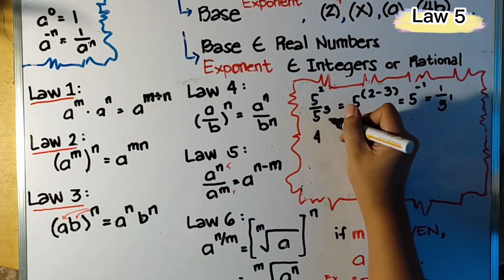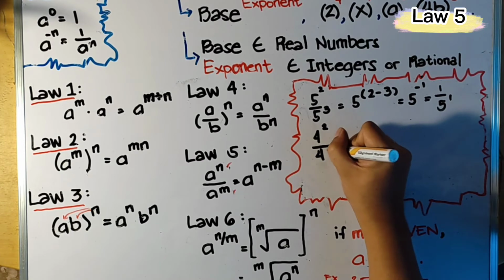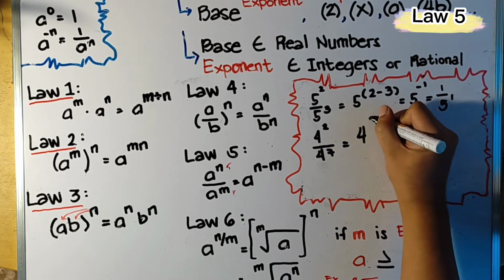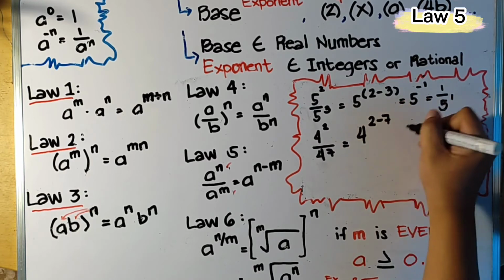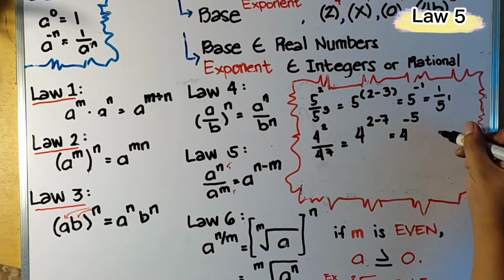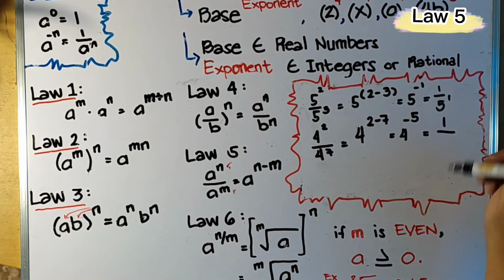How about this? 4 squared over 4 raised to 7 magiging 4, copy 4. 2 minus 7 magiging 4 raised to negative 5. Then after that, magiging 1 over. Okay, reciprocate kasi raised to a negative exponent. Then copy. Magiging positive 5.